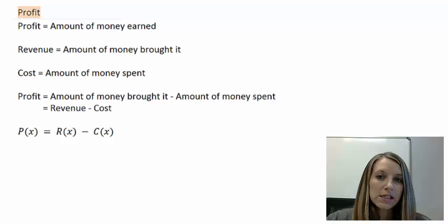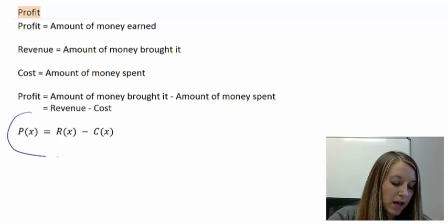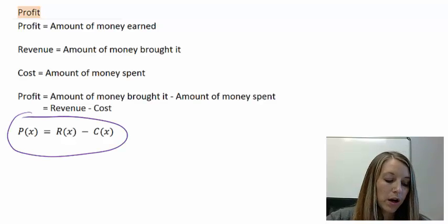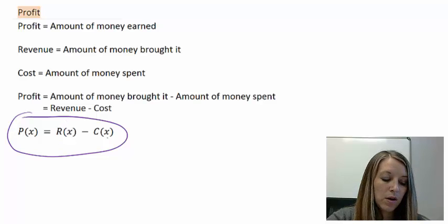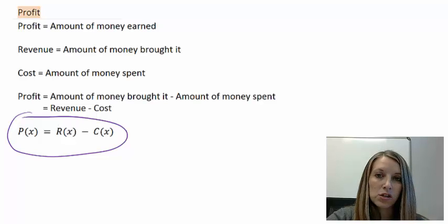The way that we see this in a lot of applications is listed by this formula right here, where P(x) stands for the profit, R(x) stands for the revenue, and C(x) stands for the cost. Profit equals your revenue minus your cost.